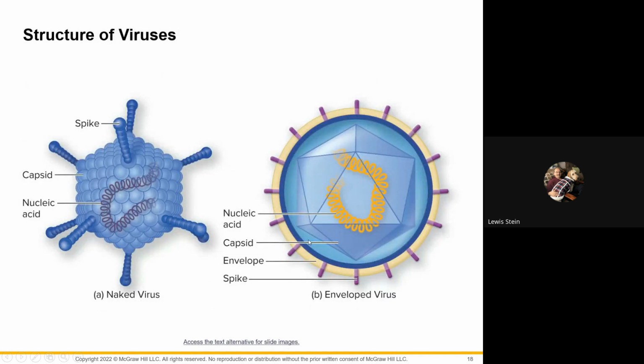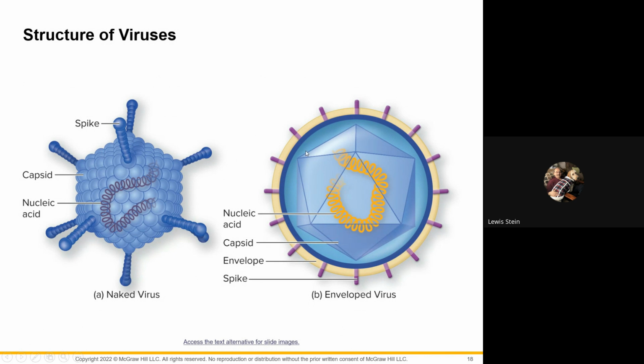Here's the big teaching example. This is a naked virus. This is the envelope. These are the spikes. So why is this tougher to kill? This is a classic isometric virus. All of these sides are equilateral triangles, a 20-sided die. All of those spikes are how it attaches.